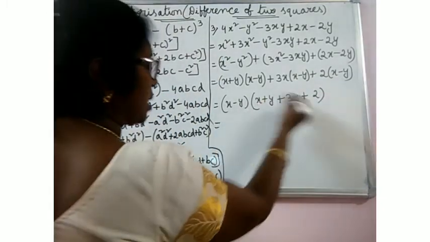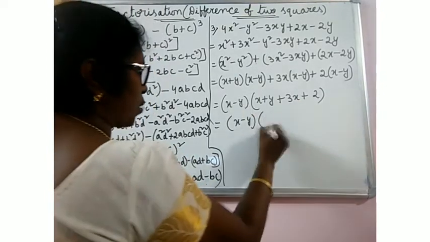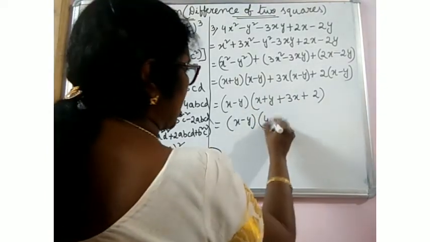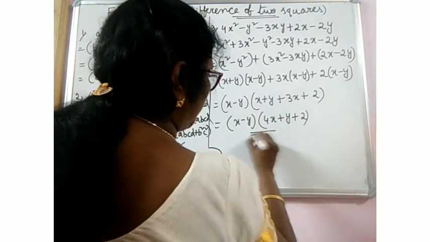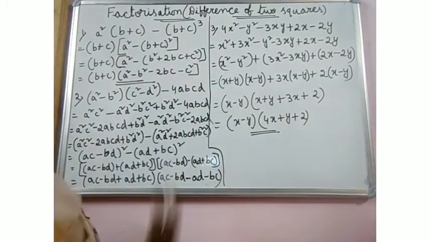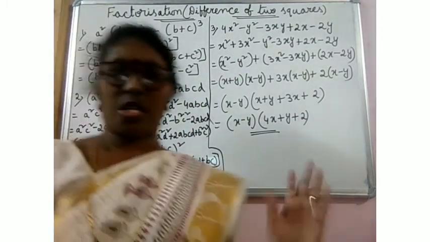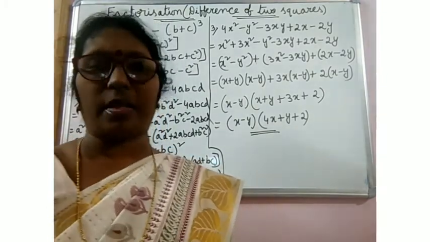Now you see x and 3x are like terms, so we have to simplify that. (x − y)(x + 3x + y + 2) is (x − y)(4x + y + 2). You see this is a different variety. So 3 different varieties I have explained to you. And let me explain some more different varieties based on this.